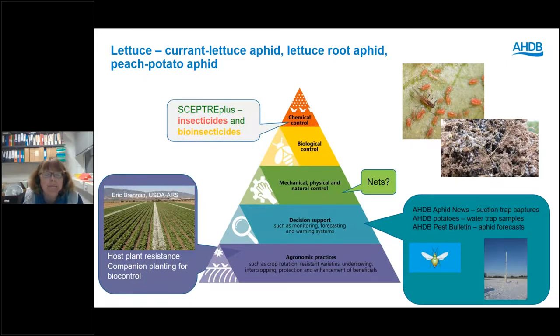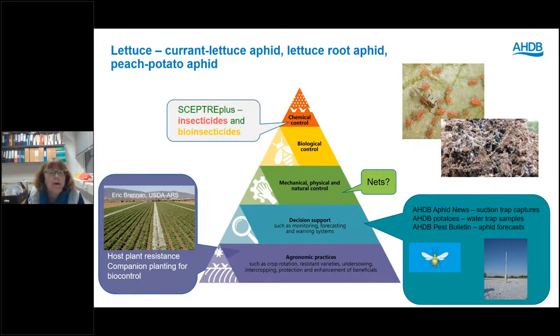Then moving up the pyramid in terms of decision support, there is quite a lot of information available. So information from the suction trap network, information that we're now taking out from the AHDB potatoes water trap network, and there are forecasts for both currant-lettuce aphid and lettuce root aphid in the AHDB pest bulletin. The unfortunate thing about the currant-lettuce aphid in particular is that it's what we call trap shy, so we don't ever catch very high numbers in the suction traps, but they are very effective for Myzus persicae, peach-potato aphid.